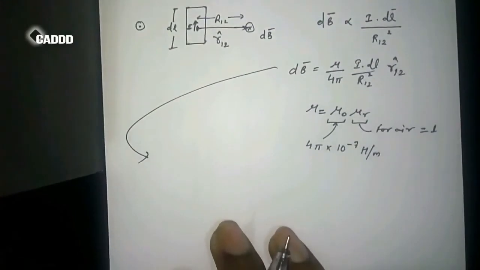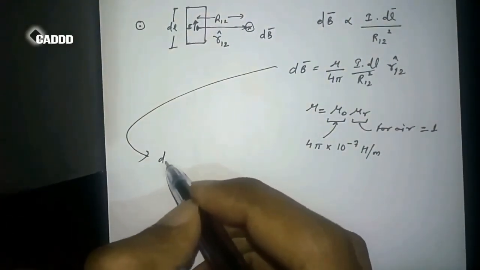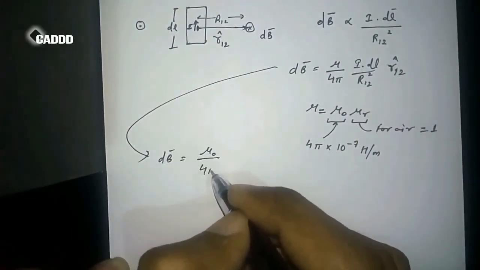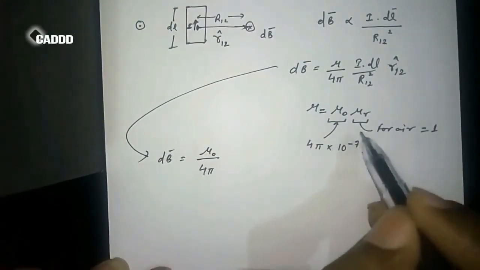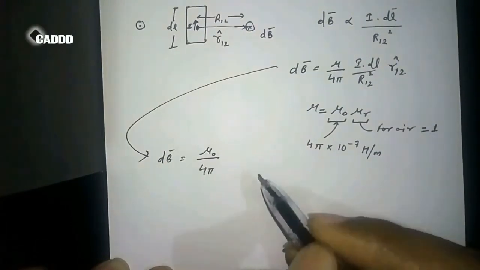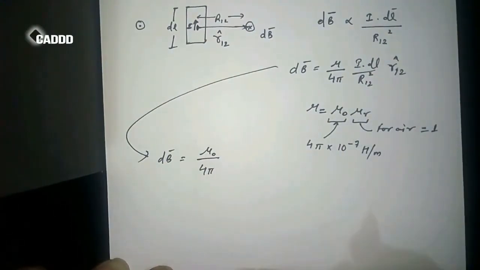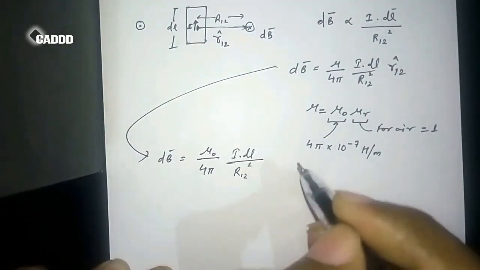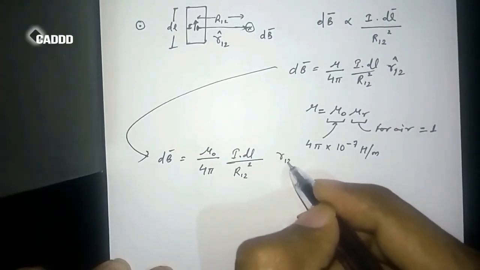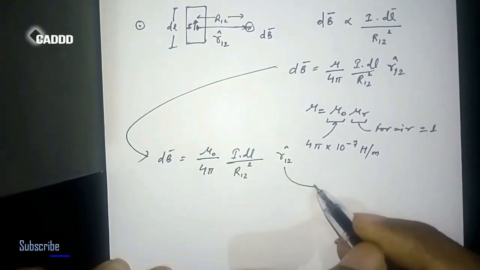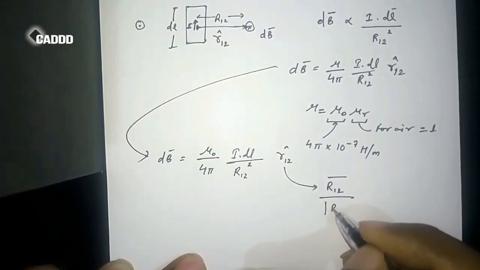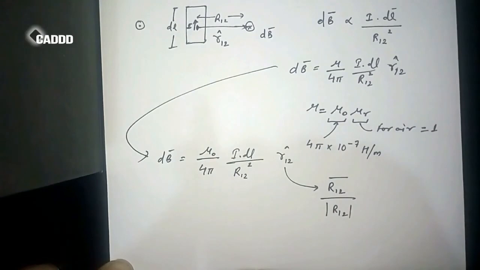Simplifying this equation further, the differential magnetic field density is equal to mu naught by 4 pi, because generally we consider it in air, so we are writing just mu naught, and mu r's value is equal to 1. So I dot dl over r12 squared, and this is r12 cap. We will write it as r12 vector divided by the magnitude of r12. This is quite similar to Coulomb's law we have discussed in last classes.